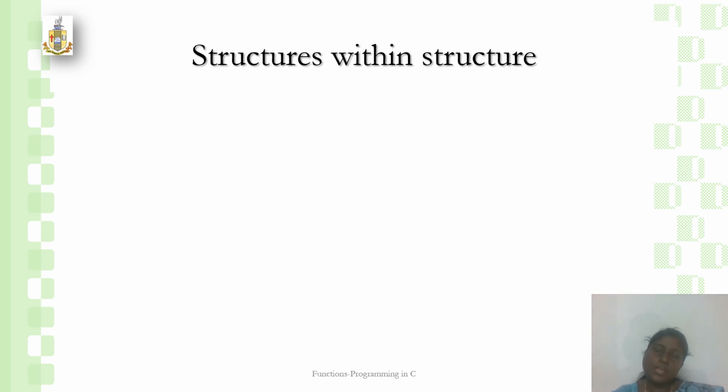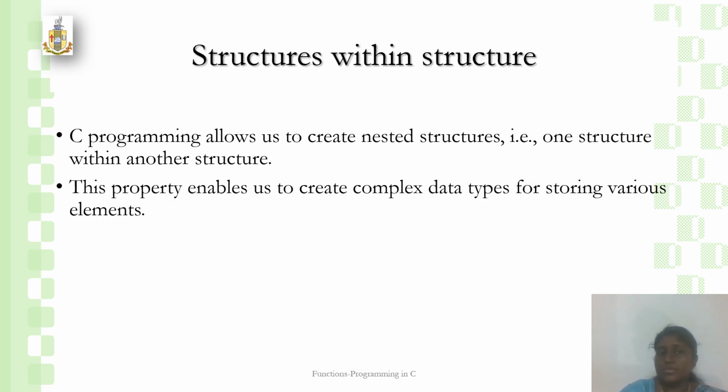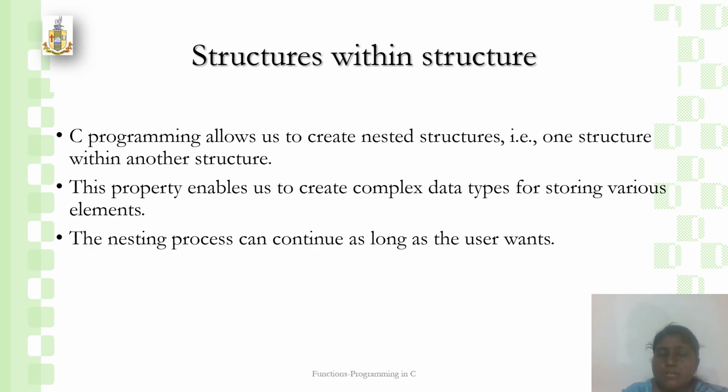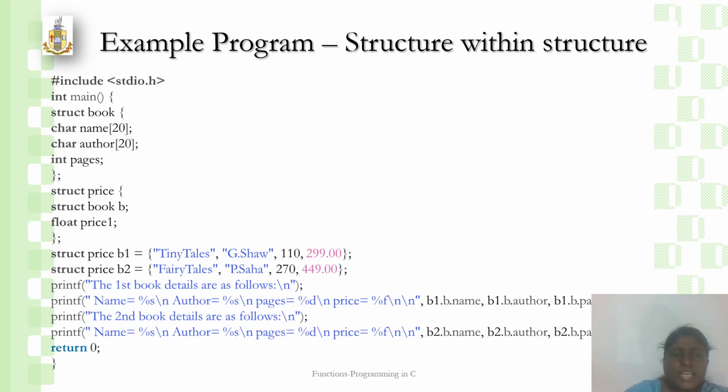The next one, structures within structure. Likewise, wherever we have already seen function within a function, a structure can also be included inside a structure. So C programming allows us to create nested structures, that is one structure within another structure. It is for us to create complex data types for storing various elements. The nesting process can continue as long as the user wants. So here is an example again.